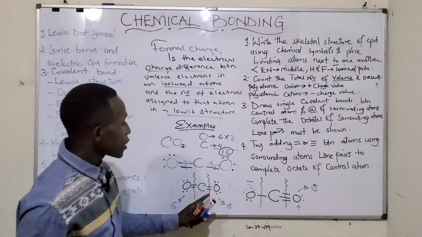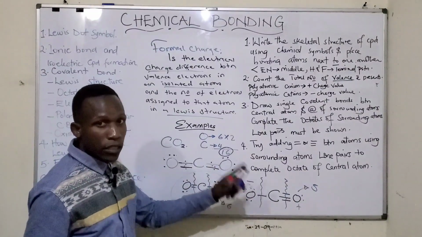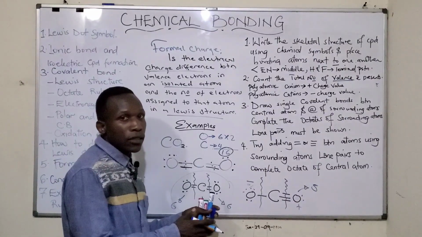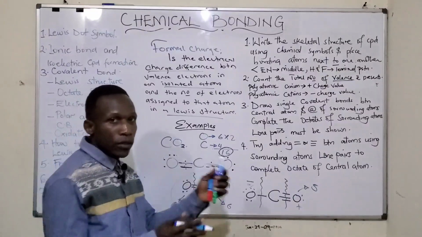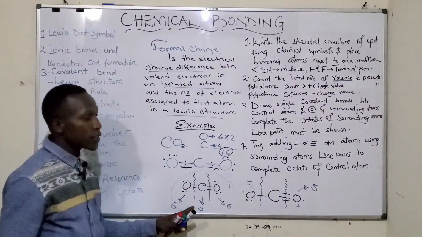So we go with the structure which may not have the charges. In case we have charges, we go with the one with the least charges. But if you have two, one with charge, another one without charges, go with the one without charges.